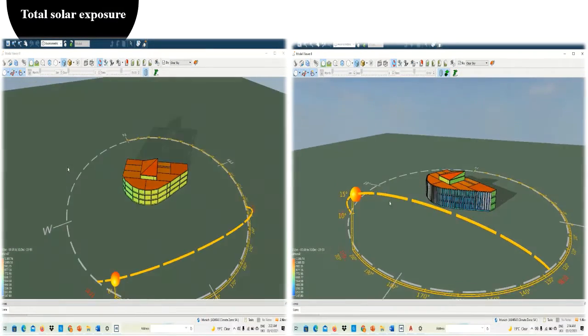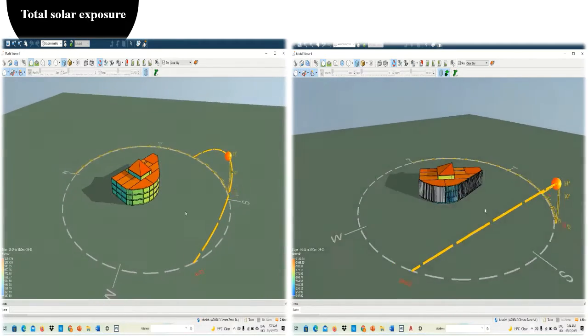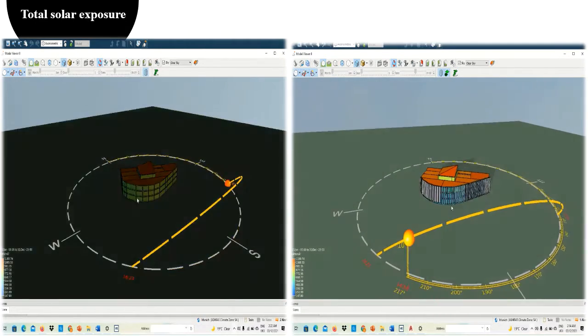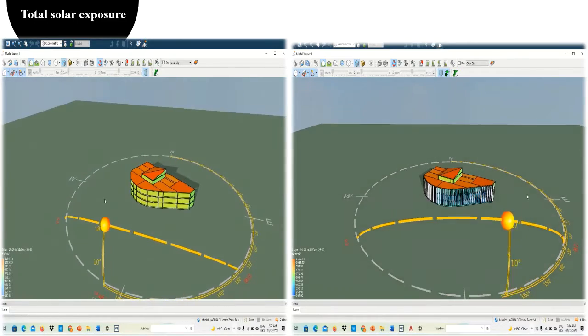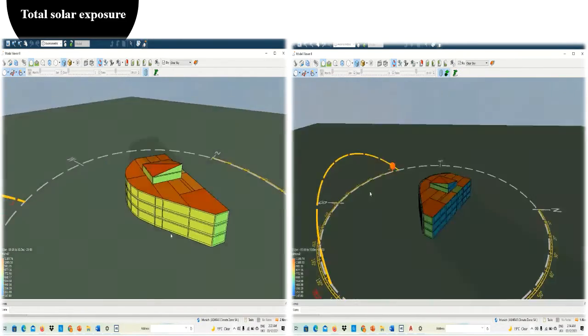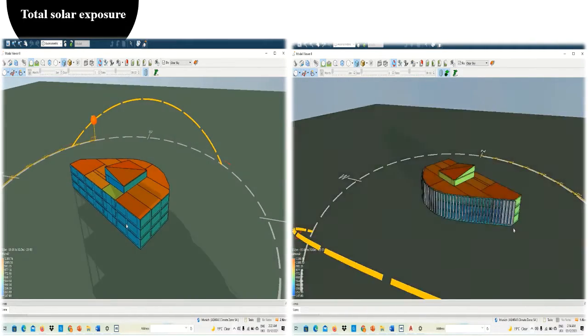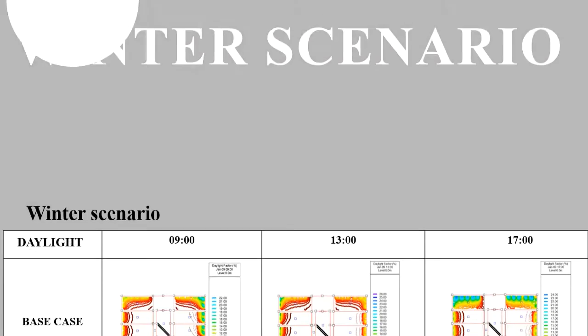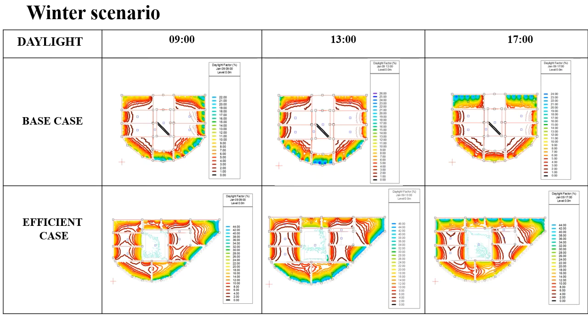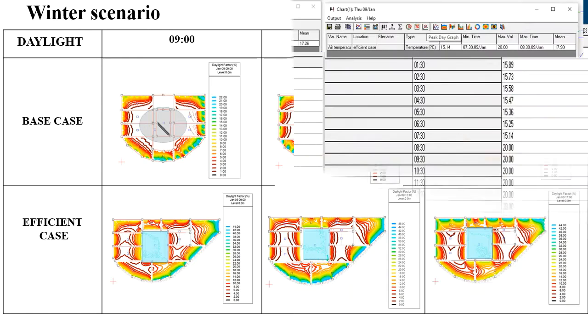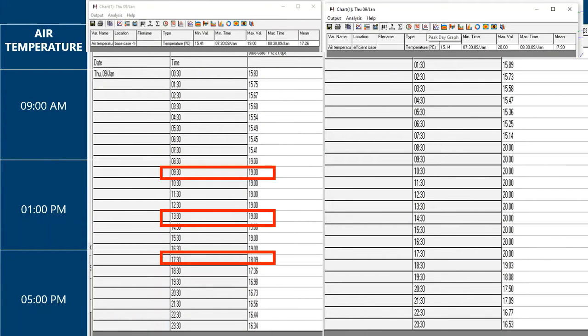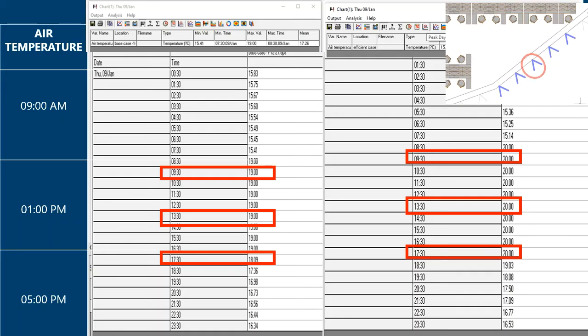The use of kinetic facade decreased the total solar exposure of the southern facade from the range of 800 kWh per meter square to the range of 400 kWh per meter square. Daylight factor was significantly increased in the heart of the building due to the atrium integration. The winter simulation shows that the use of kinetic facade keeps the air temperature of the rooms in low values, which doesn't permit to achieve the indoor thermal comfort.